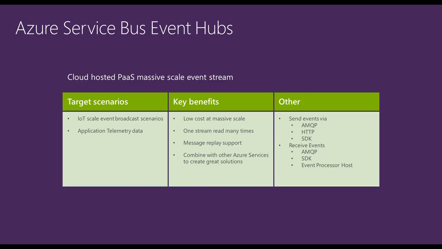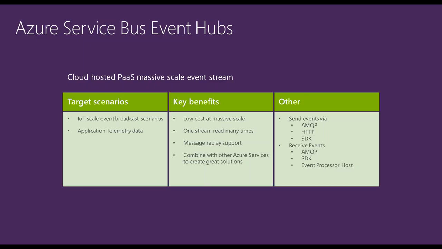With Event Hubs, the difference is that I've got a pointer to a stream, and that stream may be kept for a period of time that I would configure. So if I started reading the stream today and then got halfway through, I could rewind back up that stream and reread some messages. So I've got this option of message replay support.